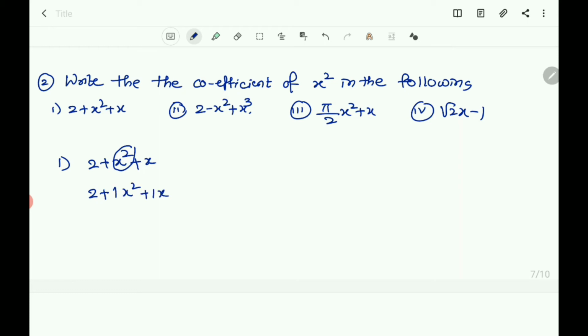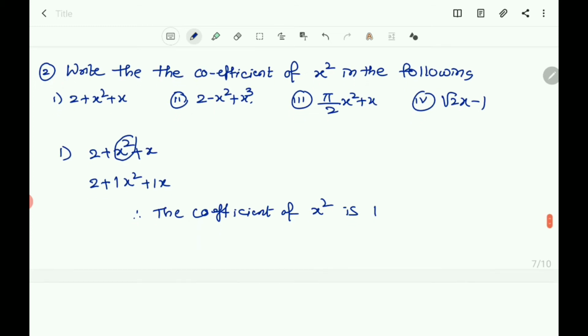So what is the coefficient of x square here? The number with x square is 1. So the coefficient of x square is 1.